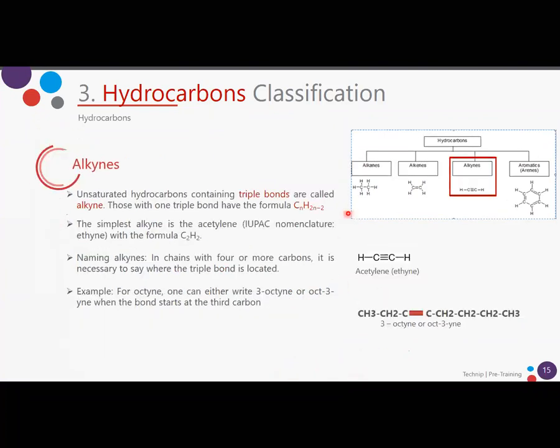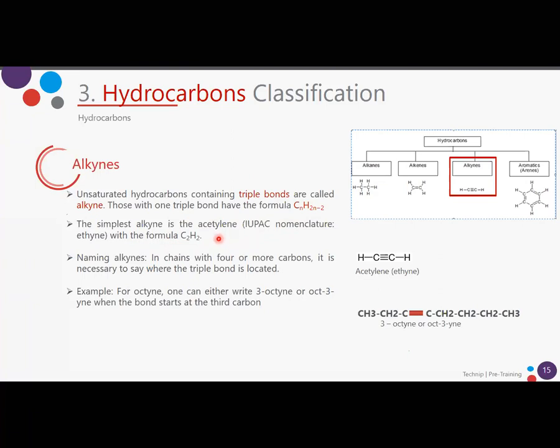The other type of hydrocarbon, according to the classification, is the alkynes. We have seen the alkanes and alkenes, so now we find the alkynes. The unsaturated hydrocarbons containing triple bonds are called alkynes. Those with one triple bond have the formula CnH2n-2. The simplest alkyne is acetylene, that according to the IUPAC is ethyne, with the formula C2H2.